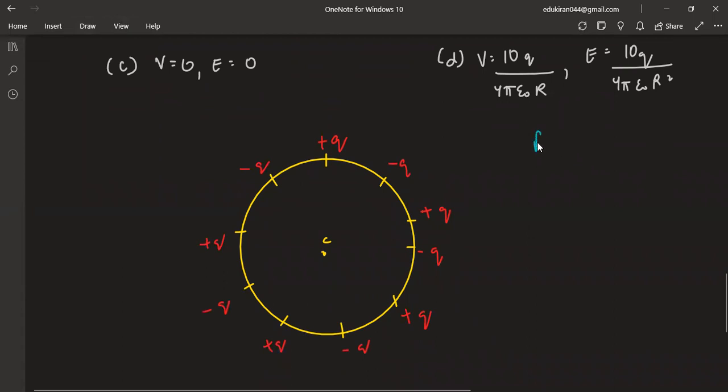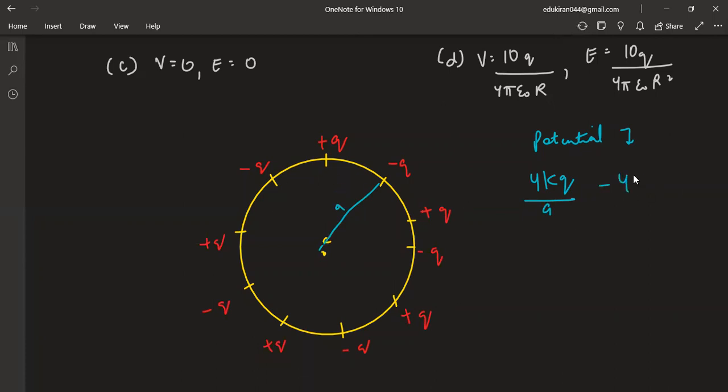When we talk about potential at the center C, let's say you'll get 4kQ by A, where the radius is A. In the same way, for negative charges, it will become minus 4kQ by A. So it will be 0. This is just an example with 10 charges; you can write and draw it along this circle. If it is 100 charges, will you be able to write it? Obviously not. You don't have so much time to write 100 charges, 50 positive, 50 negative.